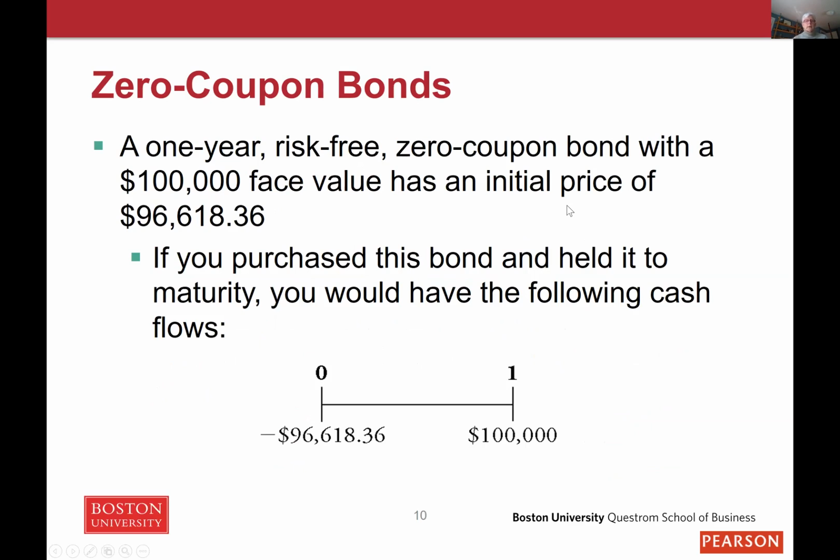All right, so get your calculators out. Time for you all to start working here. So what we have here is a 1-year zero coupon bond. It has a $100,000 face value. So that's on your timeline 1 year from today. We're going to pay $96,618.36 for it. So if these are your cash flows and the maturity is 1 year out, solve for R. What is your yield? And put it in the chat box.